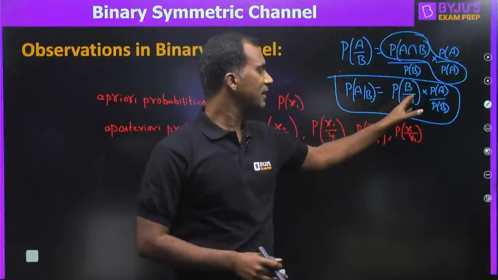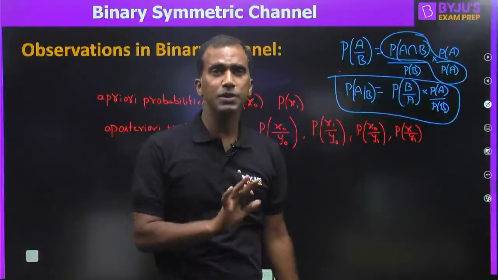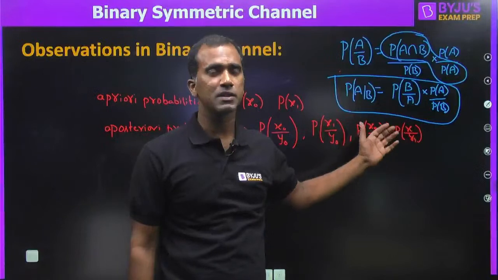Similarly, you can write P of B given A in terms of P of A given B. These two you can bring onto this side. You don't need to learn anything by heart. These are very simple things. You can get it on your own.